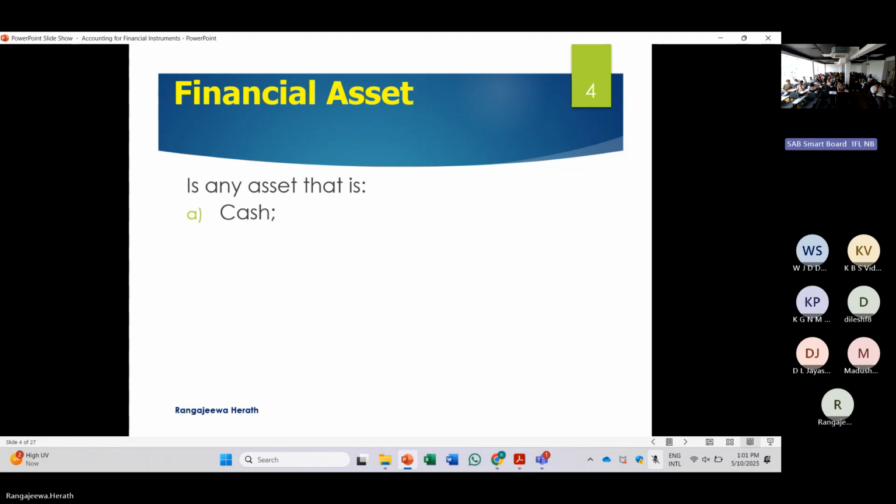Right? You know how to account for cash in hand and even cash in bank. Next, equity instrument of another entity. So what does that mean? Investment in foreign share. Right? That is an asset. That is an equity instrument of another entity.